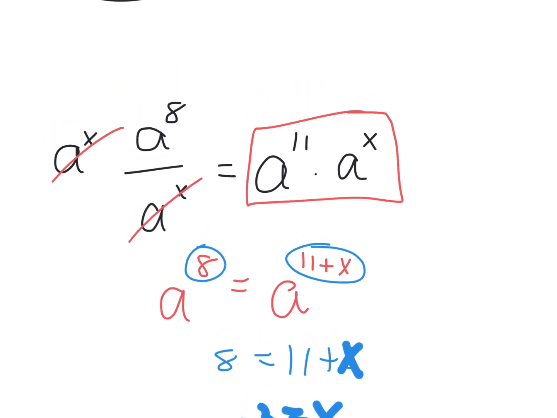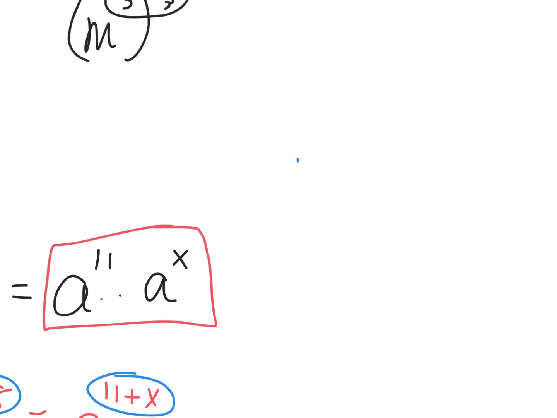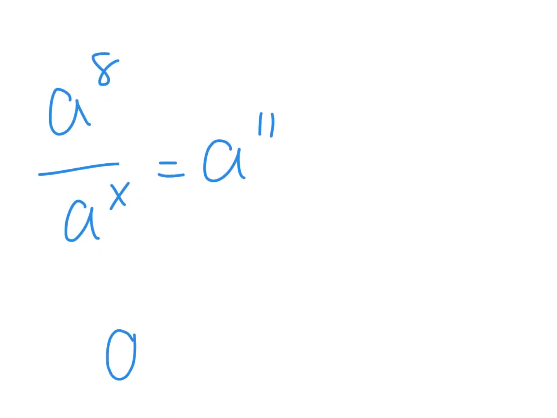Now, here's another way you could have done it. I'm going to rewrite the original problem. a to the 8 over a to the x is equal to a to the 11. Maybe some of you did it this way. a to the 8 minus x would be a to the 11. Did anybody do it that way? That was smart. It's a good way to do it too.